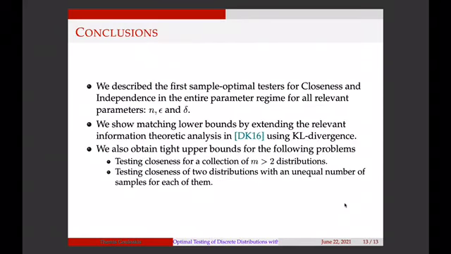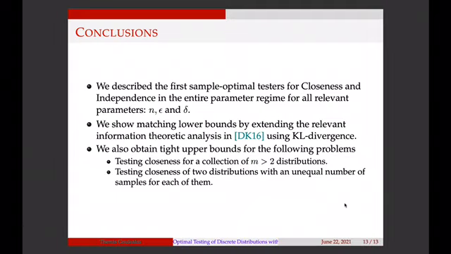So to conclude, in this paper, we described the first sample optimal tester for closeness independence, which works in the entire parameter range, and for all 3 relevant parameters, which are the domain size n, the proximity parameter epsilon, and the error probability delta. In the paper, we also saw matching lower bounds by extending the information theoretical analysis in Diakonikolas and Kane by using KL divergence in addition.